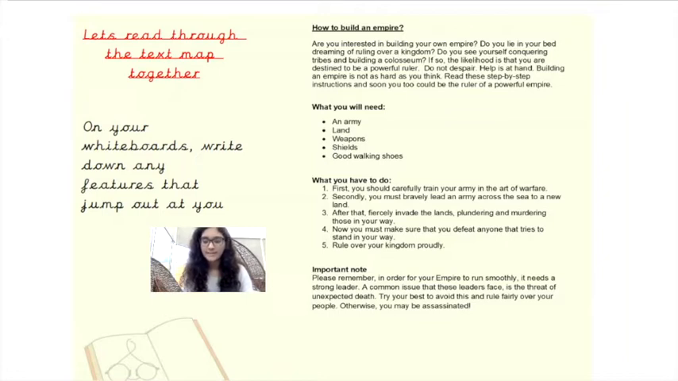What you will need: an army, land, weapons, shields, good walking shoes. What you have to do. Number 1, first, you should carefully train your army in the art of warfare. Number 2, secondly, you must bravely lead an army across the sea to a new land. Number 3, after that, fiercely invade the lands, plundering and murdering those in your way. Number 4, now you must make sure that you defeat anyone that tries to stand in your way. And number 5, rule over your kingdom proudly.